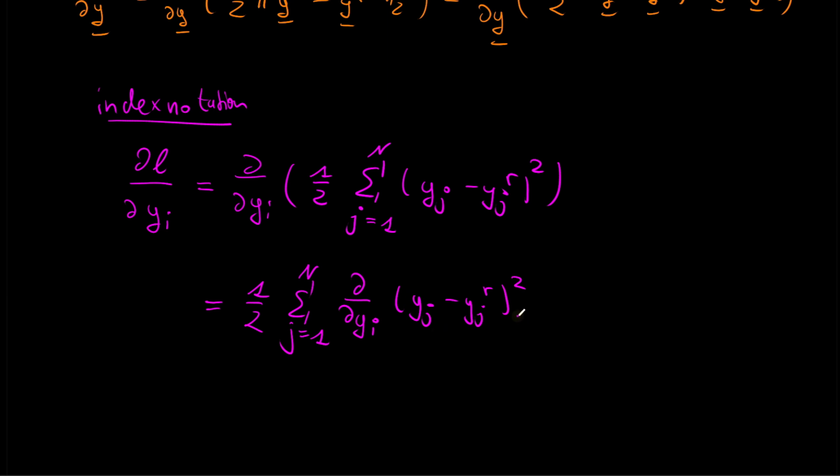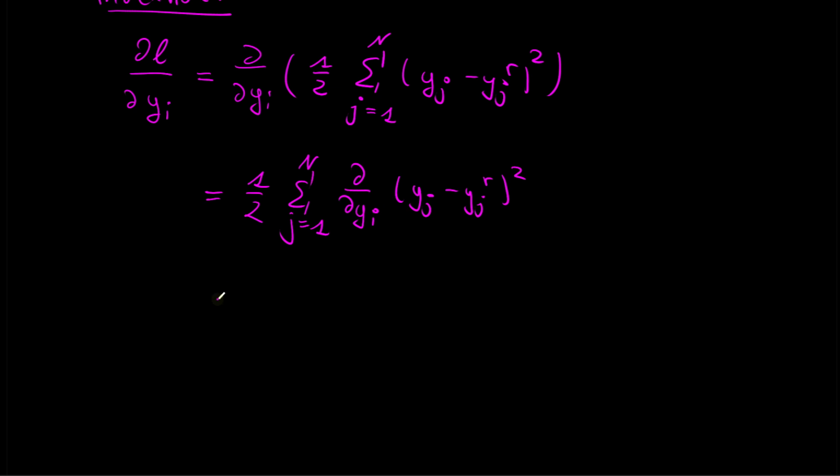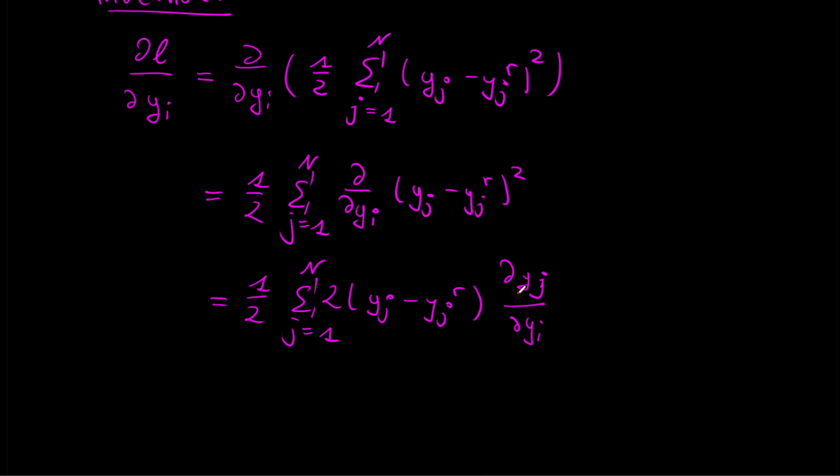And now we can apply that one here. So let's do the chain rule. We first have an outer derivative and then an inner derivative. So we will keep the 1/2 and also the summation from j equals 1 to n. And then we have first the outer one, which will be 2 times yj minus yj reference. And then the inner derivative is the derivative of yj with respect to yi. And whenever we derive a vector quantity with respect to itself, we will get the identity matrix.